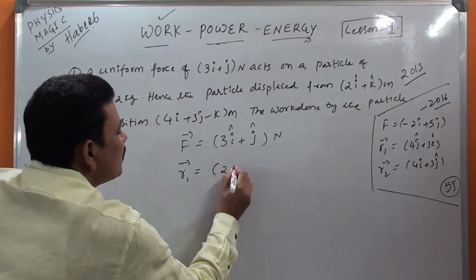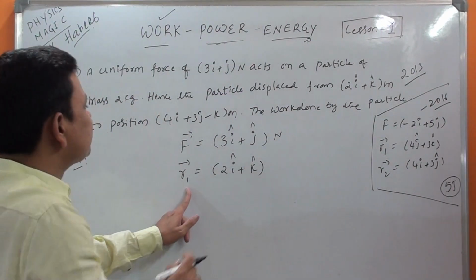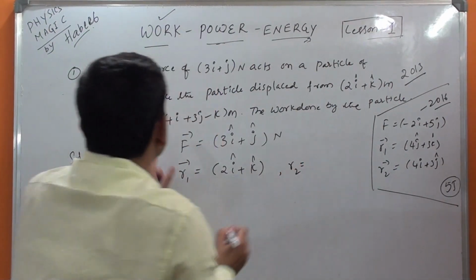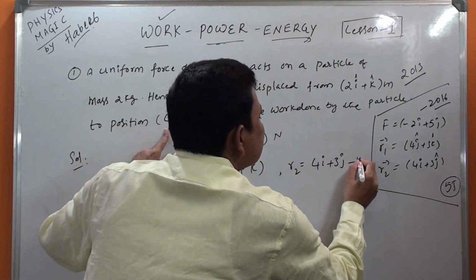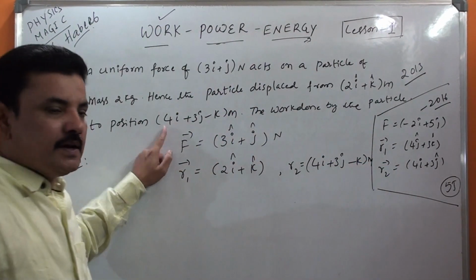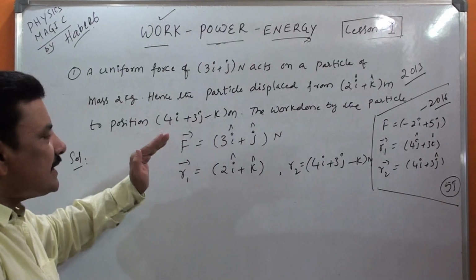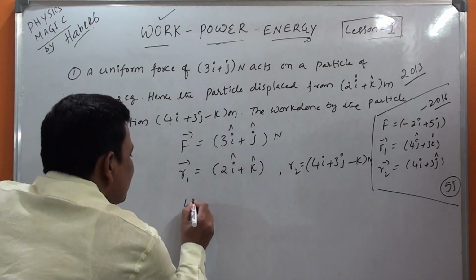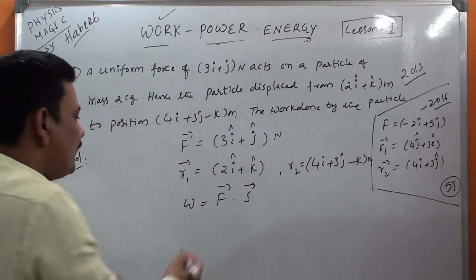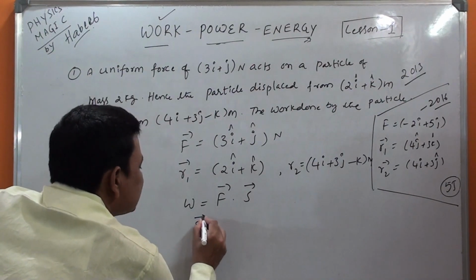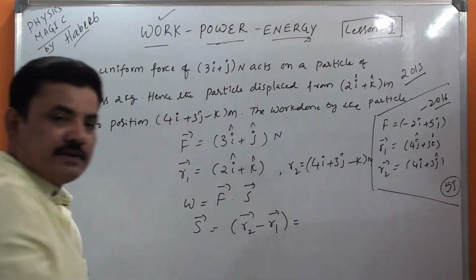R1 bar is equal to 2i plus k. This is the first position. Now the second position, they gave 4i plus 3j minus k. So this is the first position, then this is the second position. Then how much work is done by the force? You know, I already told you: W is equal to F bar dot S bar, where S bar is nothing but R2 bar minus R1 bar. This is also explained there in the concept.